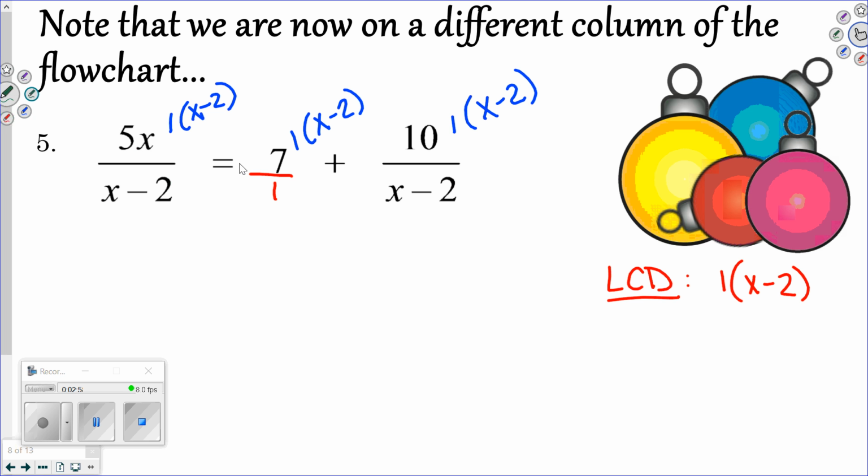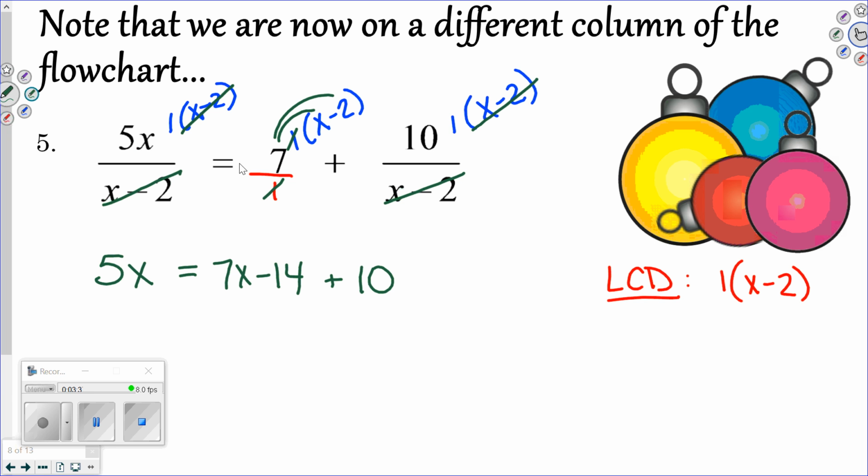So when I look at this, I want to cancel my denominators. So I can cancel this x minus 2 with this one. So I'm looking at one piece at a time. So in this piece, what do I have left? 5x times 1, which is 5x. Then there's my equal sign. Don't lose your equal sign. So on this one, I'm going to cancel the 1s. Very good. I actually have to multiply, not just smoosh. So 7x minus 14. Then there's a plus sign. The x minus 2's will cancel, and I have 10 times 1, which is 10.